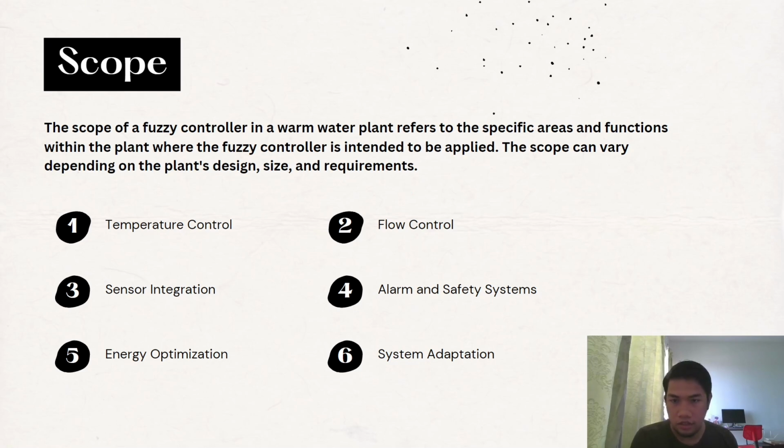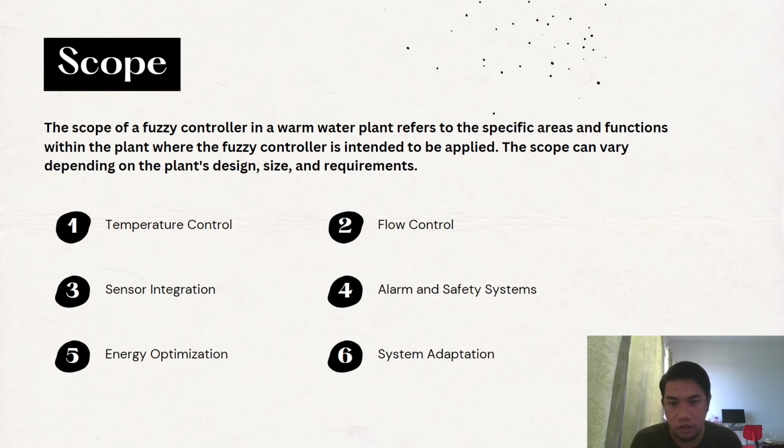First one, the temperature control. The primary scope of the fuzzy controller is to regulate and control the temperature of the warm water. It monitors the current temperature and adjusts the operation of heating or cooling elements to maintain the desired temperature set point.